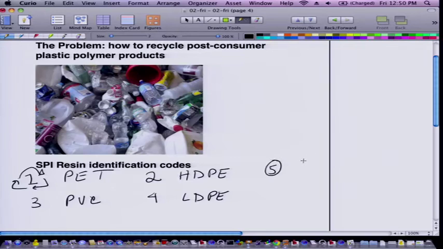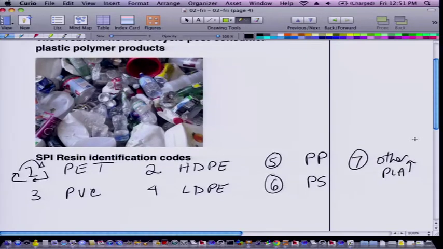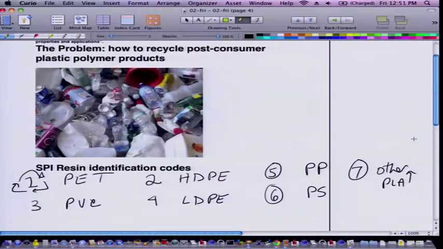5 is polypropylene, which is similar to polyethylene, but obviously a 3 carbon monomer instead of 2 carbon ethylene. 6 is polystyrene, and 7 is other. Things like PLA fit into other, and hopefully someday there'll be a category for something like PLA if it catches on, so that PLA can be better recycled than just being lumped in with other. But that's how things are today. And that's great, the identification codes, but clearly even the consumer has trouble. These bins are filled with different plastics.